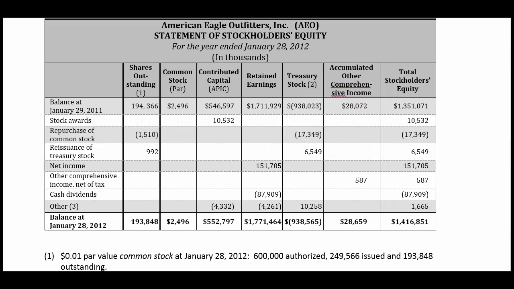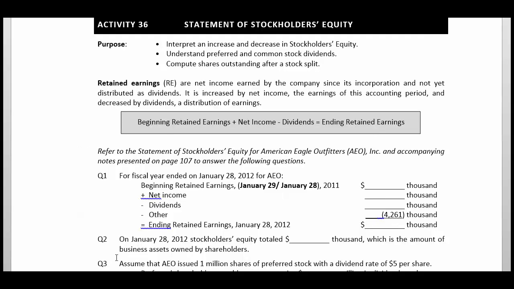So let's talk about activity 36. We're going to focus a little more on why stockholders' equity changes and a little bit more about dividends. Remember the basic dividend formula: beginning retained earnings plus net income minus dividends equals ending retained earnings. And remember what retained earnings are again.